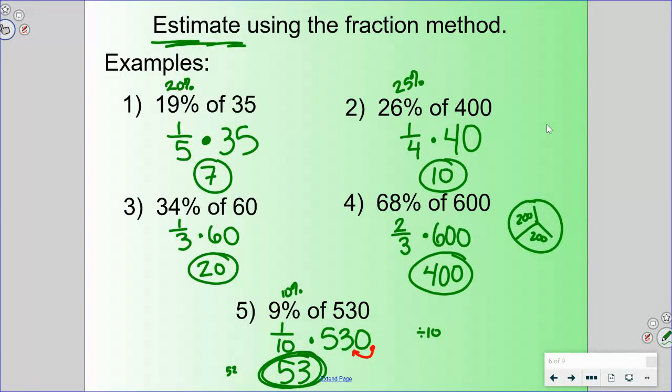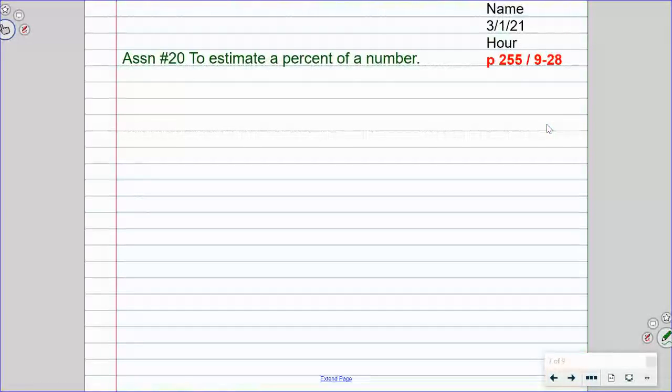So now you can return to your assignment. Take care of page 255, numbers 9 through 28. And let's grow.